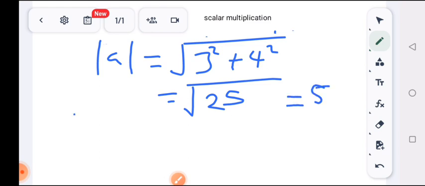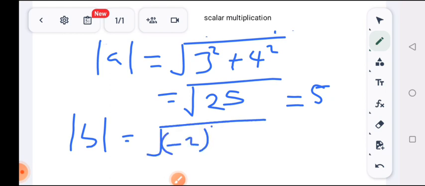Okay, now for b, remember b is minus 2i plus j. I believe already that you guys have your notes probably by your side, so to make the class faster, if I were to find the magnitude of b, that would be the square root of minus 2 all squared plus 1 squared, right?